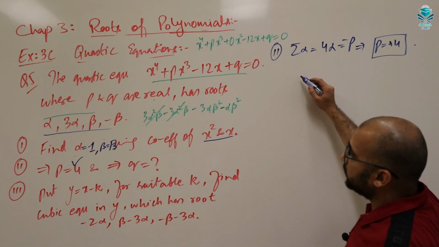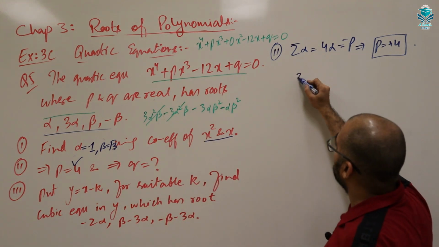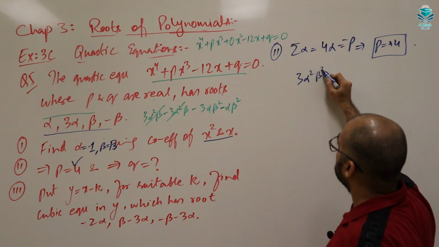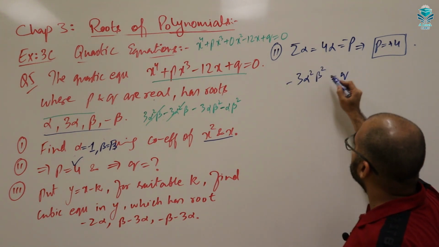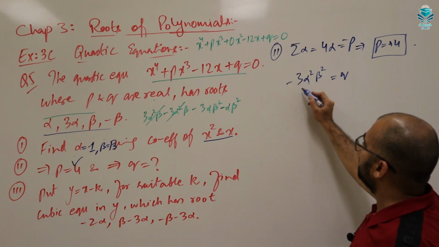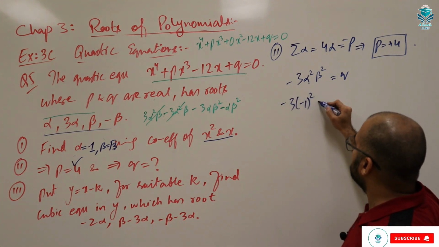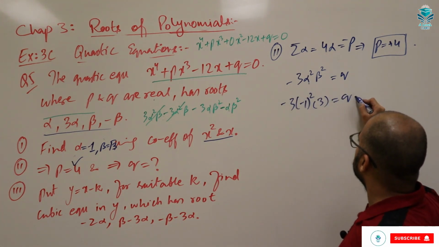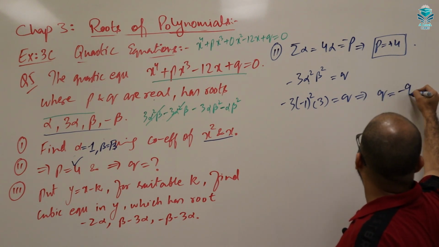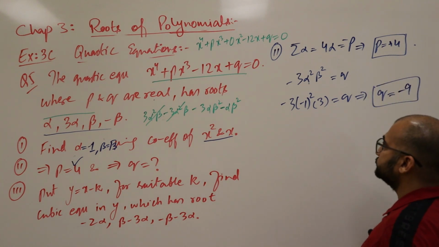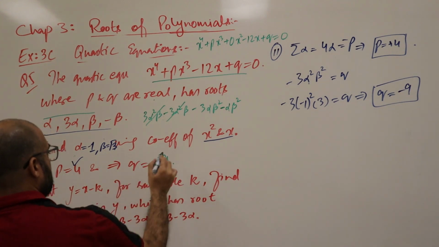So the product of all the roots, when you take the product, you have 3 alpha square beta square, minus times, is equal to Q. Alpha is minus 1, beta square is 3, which implies Q equals minus 9. Understand? Q is minus 9.